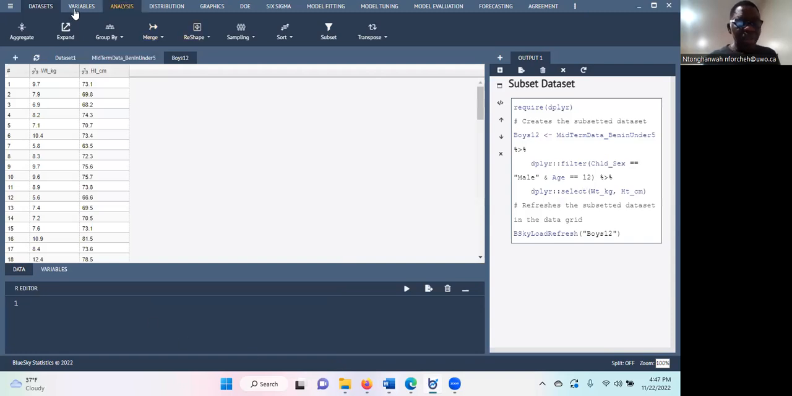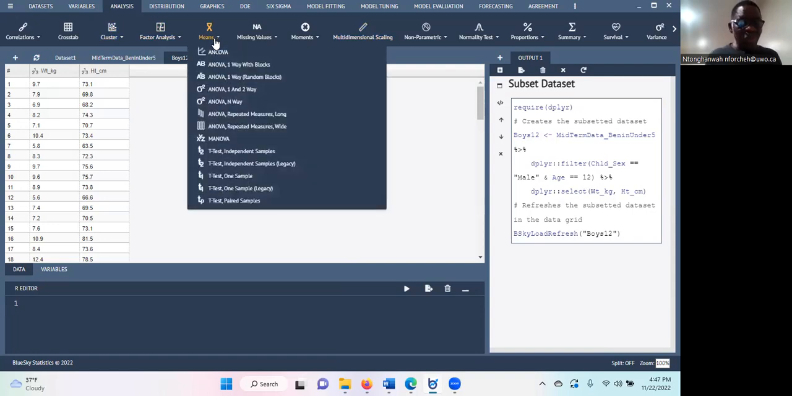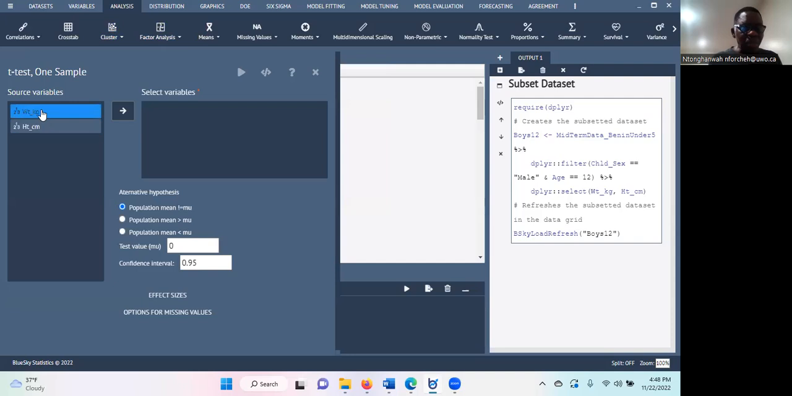Now we're doing analysis, so we must go to the menu, analyze or analysis, and we are comparing means. So we just come straight and do means. We're doing a 1 sample test where we only have 1 group of children, which is males. So we'll do a 1 sample t-test. We are doing it for weight. We can't do both because the expected values are different.